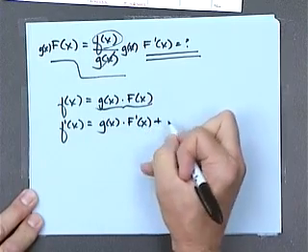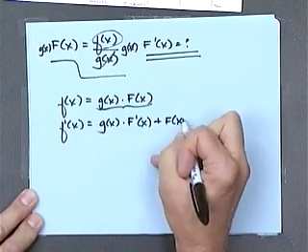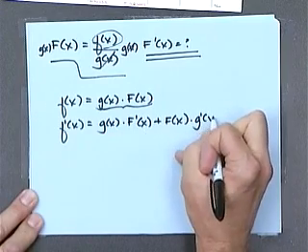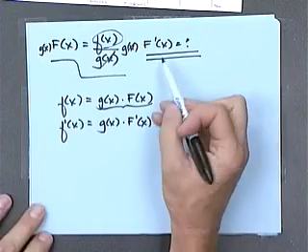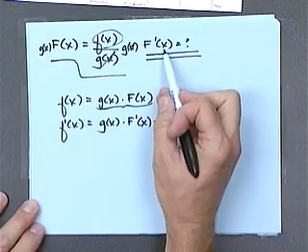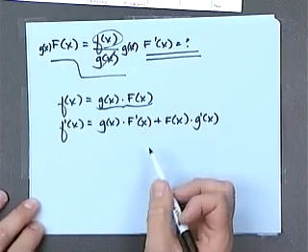plus g prime. Yes. Is that right, for the product rule on the right side? And what do we want to find? We want capital F prime, right? So let's see if we can solve for capital F prime.